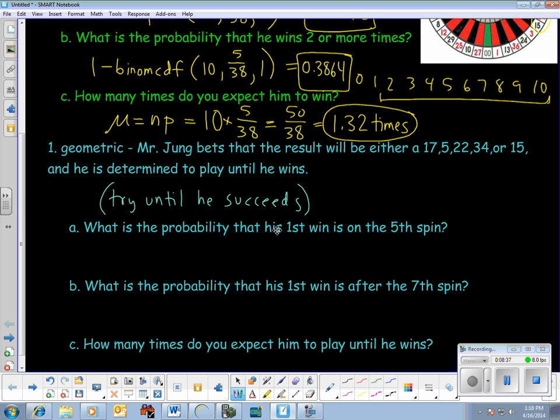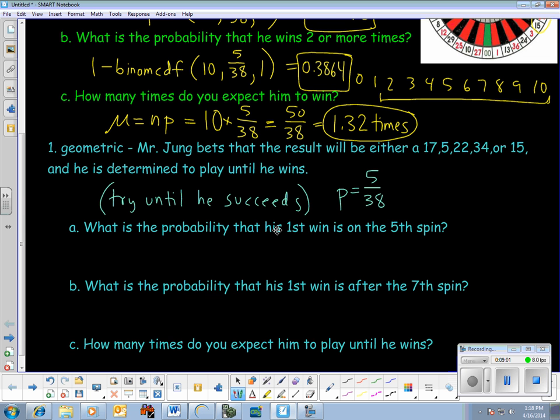Now, the similarities and differences: n is what I do not know. I don't know how many times I'm going to try. But p is still 5/38. q is still 33/38. I still have independent trials. I still don't change my probability from one to the next. But I'm just asking a different question. This is a straightforward one. What's the probability that my first win is on the 5th spin?